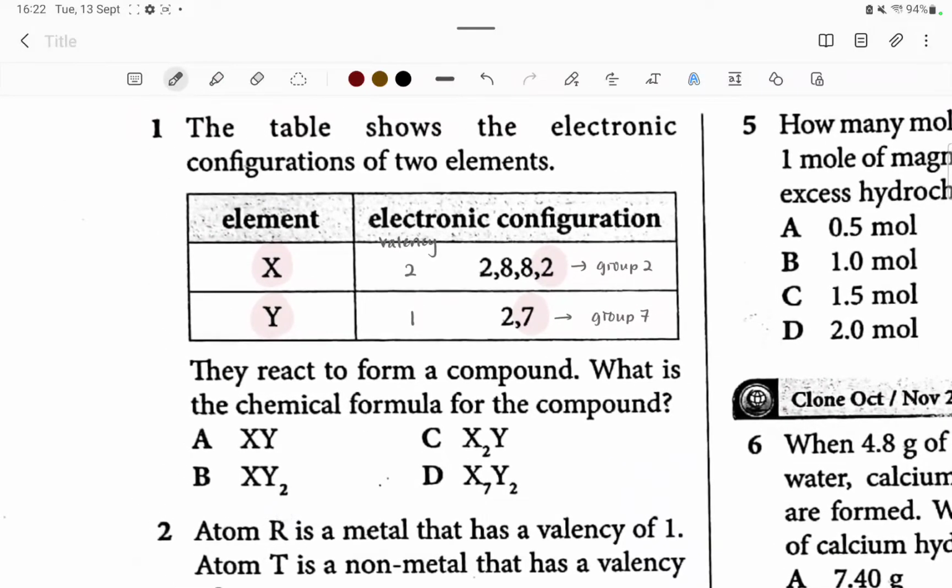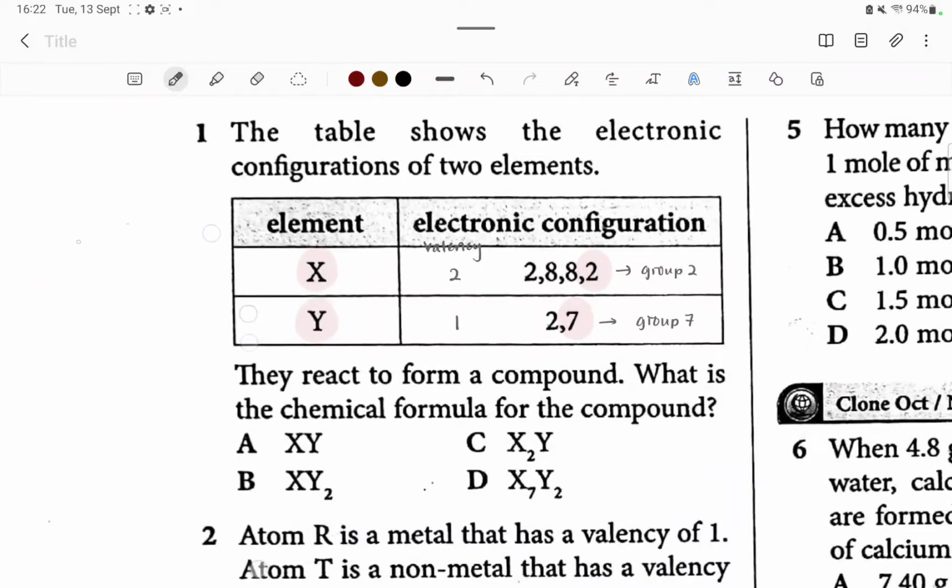Okay, so to form the formula X, Y, you always put the metal at the front there. So this one valency is 2, this one is 1. Cross, you will get X2Y as your answer. So the answer should be B.